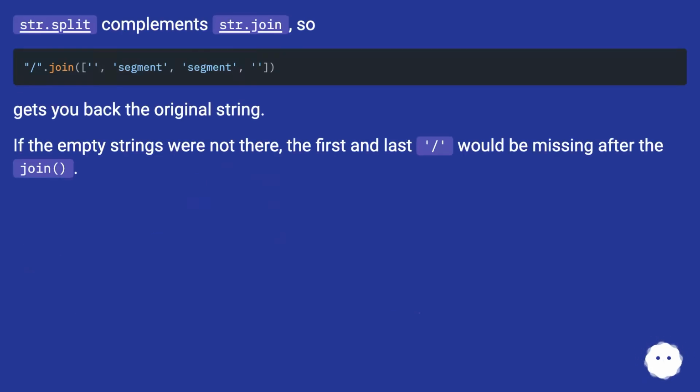str.split complements str.join, so '/'.join(s.split('/')) gets you back the original string. If the empty strings were not there, the first and last would be missing after the join.